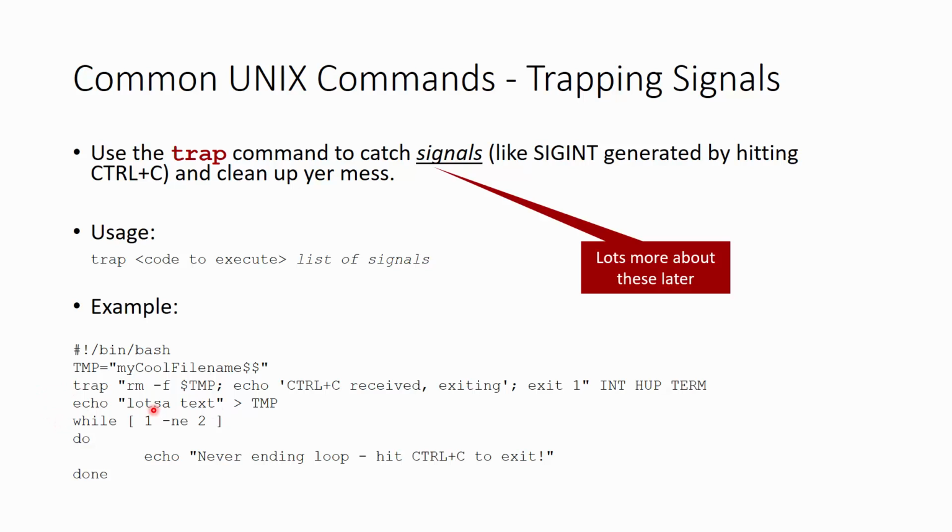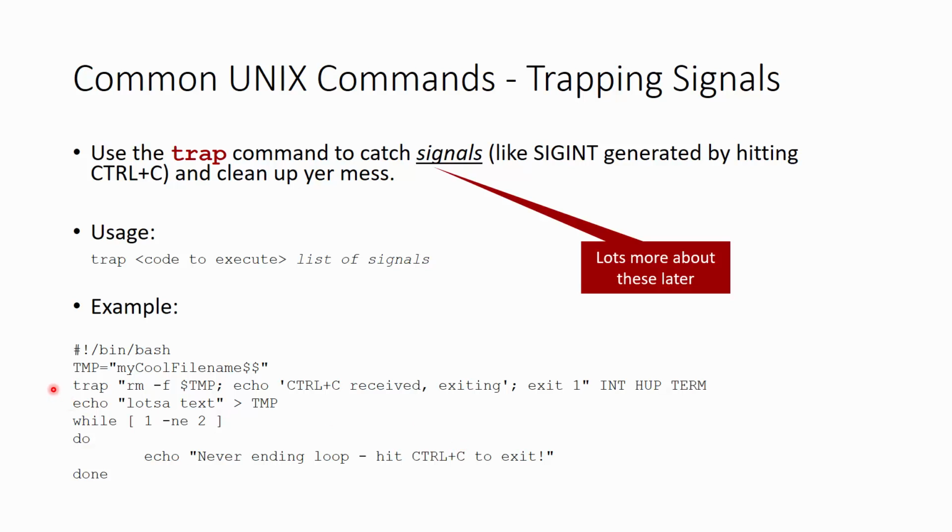After that trap statement, I have some echo commands. So here's a whole lot of text dumping into a file. And then I'm going to run a while loop that is a never-ending loop. As long as 1 is not equal to 2, then do this forever. And since these are number values that can't change, this is going to run forever. And it eventually says hit Control-C to exit.